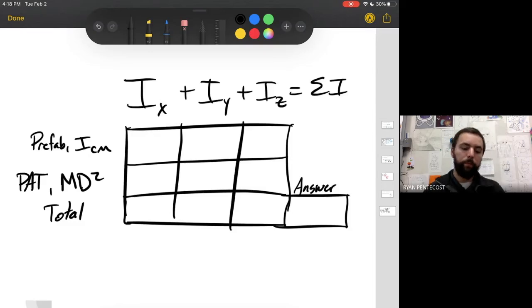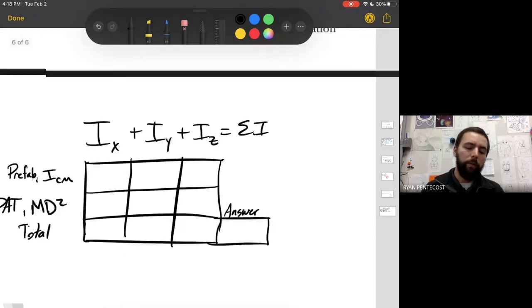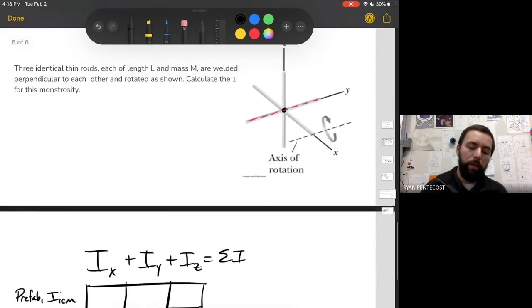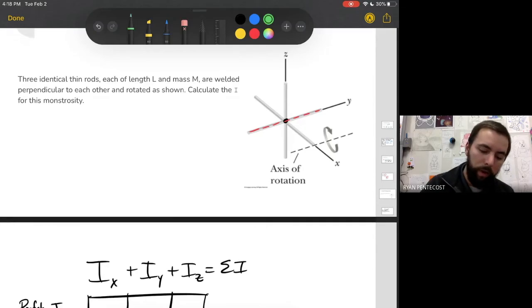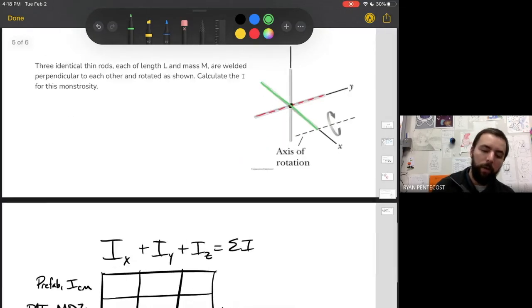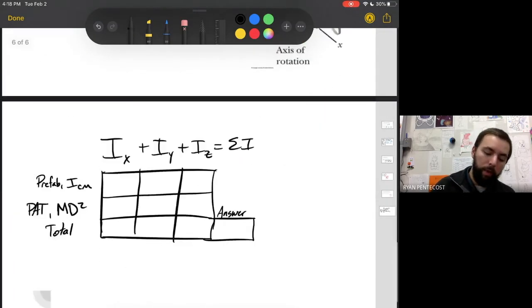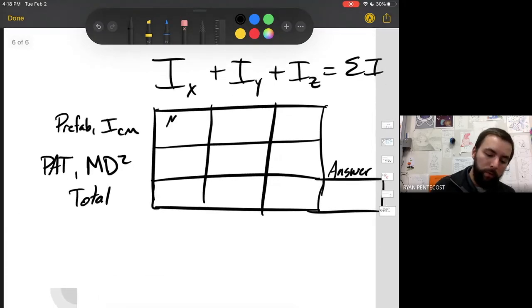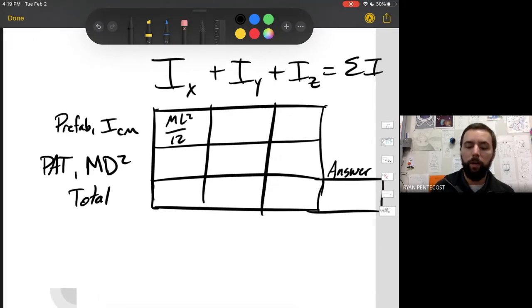Okay. So let's do this one at a time. Let's look at the X rod. The X rod is right here. I'll just make that a line. The X rod is perpendicular to the axis of rotation, right? It was originally through the center of mass of that rod. So we know that one. That is ml squared over 12, right? That is the moment of inertia of a rod rotated about its center of mass.